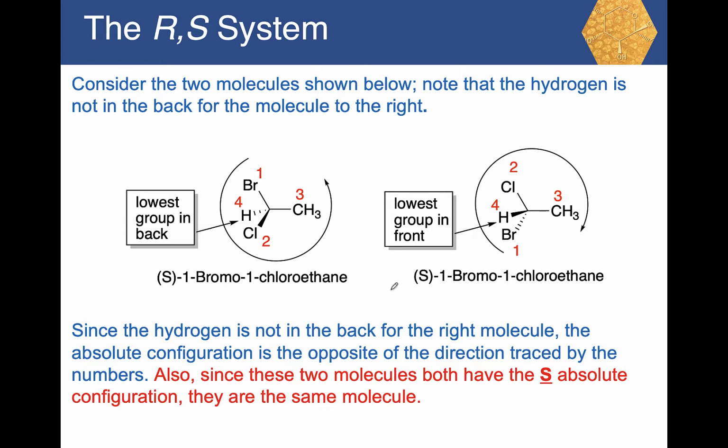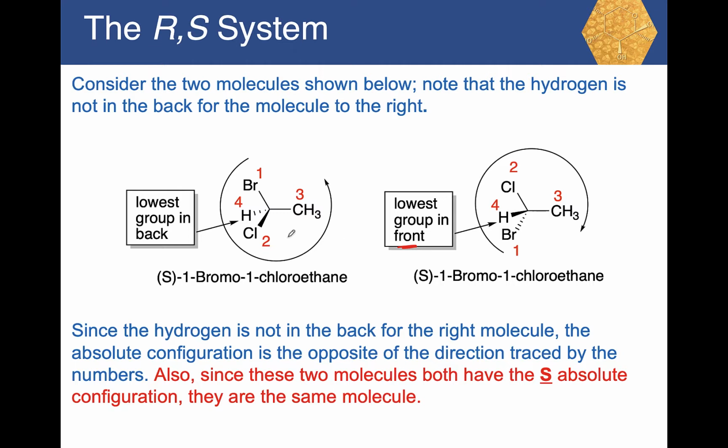Let's look at another example here. So you may be asking, what if the group of lowest priority is not in the back? So we have a comparison here. Notice for this molecule, as drawn, the group of lowest priority 4 is in the back, because of the dash line. Over here though, the group of lowest priority is not in the back, it's in the front. How do we know that? Because of the wedge.